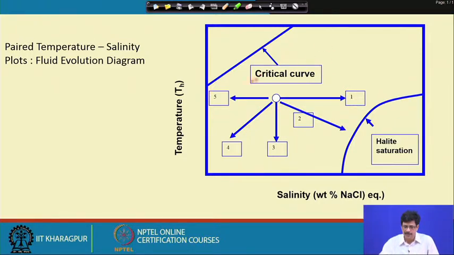On this diagram, the top part is a critical curve, which corresponds to about 374 degrees Celsius for pure water, and we can calculate the critical temperature at varying concentrations of NaCl, and this critical curve is plotted here. And this one is the halide saturation curve, which corresponds to 26.38% at room temperature, and as the temperature goes on increasing on this axis, the solubility of NaCl goes on increasing, and that is how this curve is labeled as the halide saturation curve.